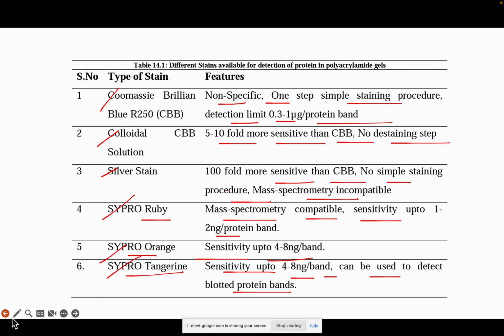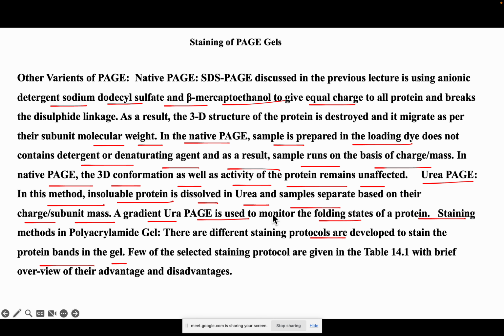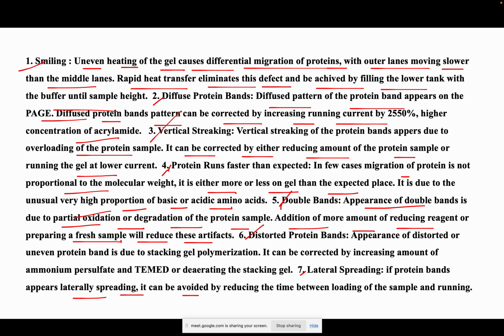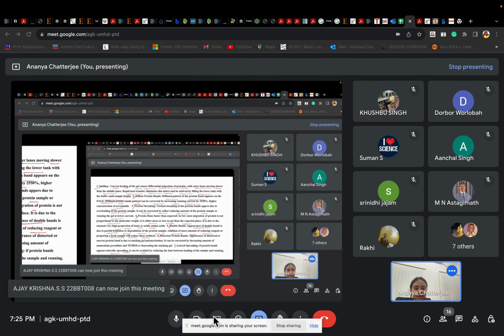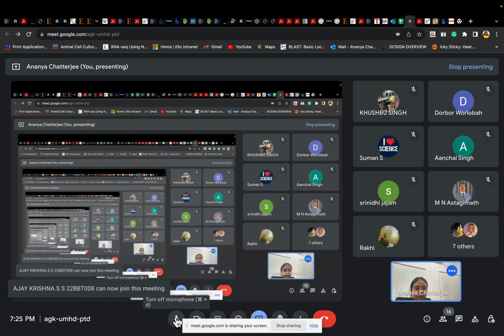We'll be discussing in detail the staining process, how you do it, and what the principles are: how CBB binds with the protein, what silver stain does, how we stain with silver staining. And in the next class, that is next week, Tuesday, from 6 to 8. And if you have any other doubt related to other classes, please let me know. We'll be discussing that if you have any doubts.